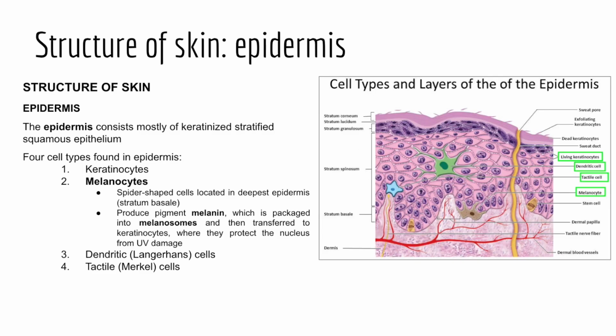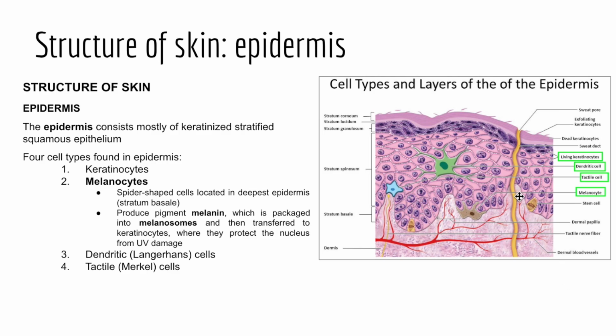Next, we have melanocytes, making up somewhere around 7 or 8% of the total cells of our epidermis. Melanocytes are spider-shaped cells found in the deepest part of the epidermis within the stratum basale layer, and they function to produce a pigment called melanin, one of the primary pigments of our skin. Melanin's major responsibility is to absorb damaging UV light, preventing DNA from being damaged within the keratinocytes.